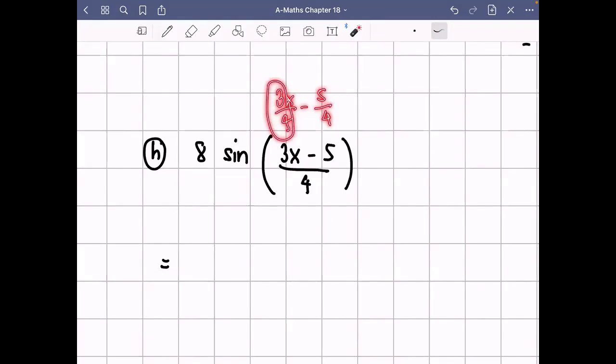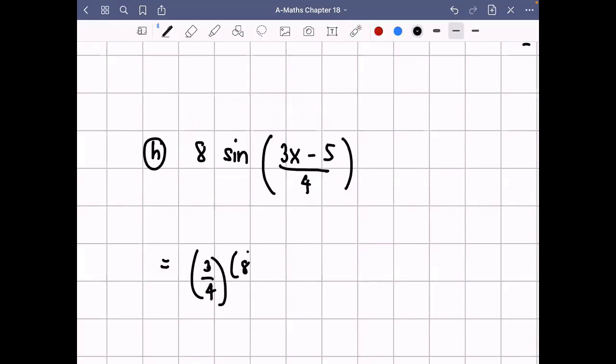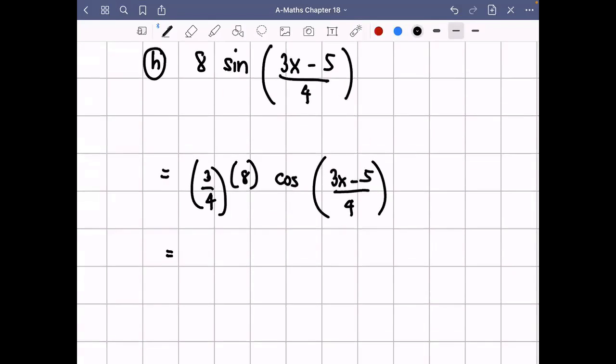Okay. So let me do that step by step. So 3/4 times 8, like that. And then the derivative of sine of this is basically cosine of 3x minus 5 over 4. So what is your answer? Final answer is 6 cosine of 3x minus 5 over 4.